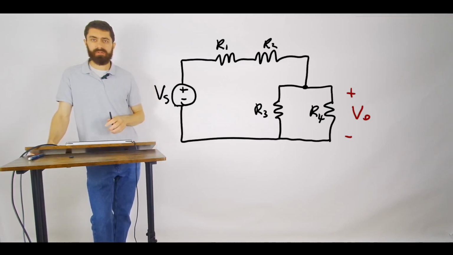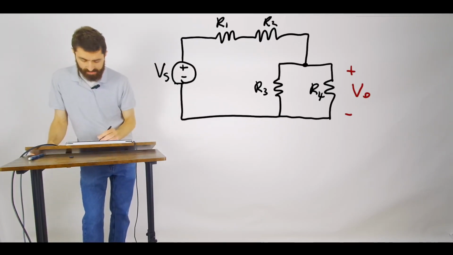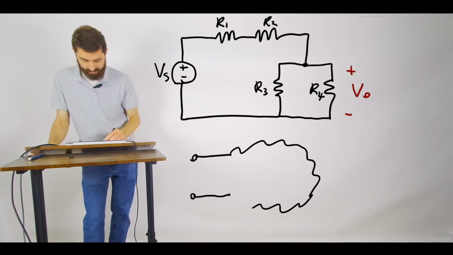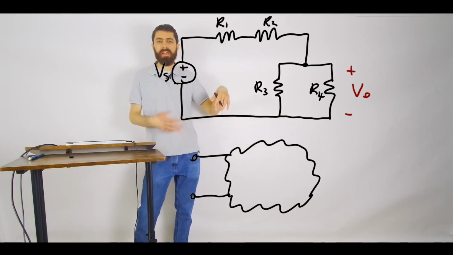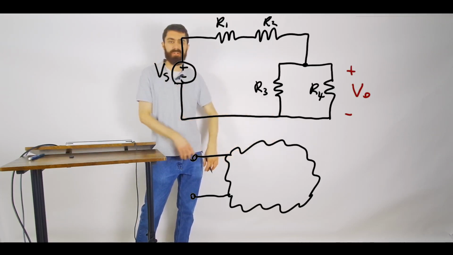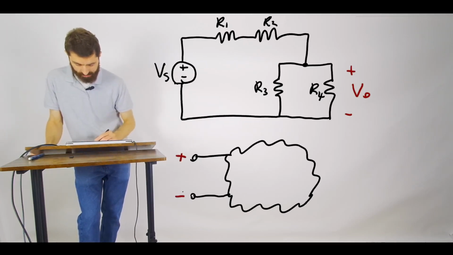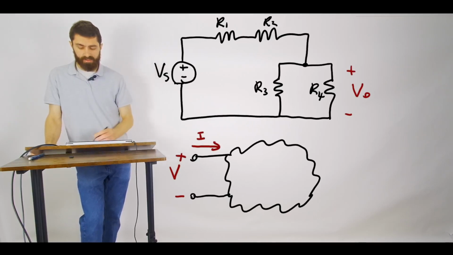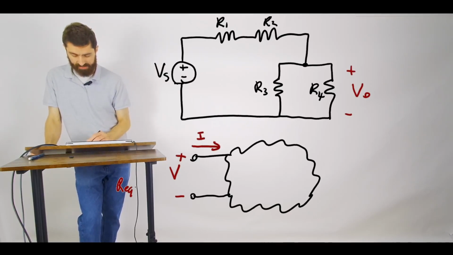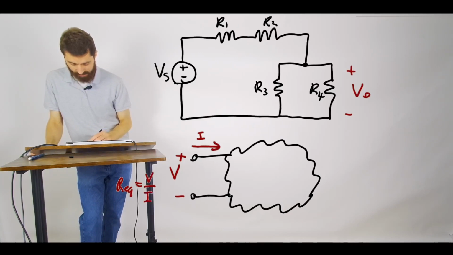So let's talk about the concept of equivalent resistance. Let's say I have two wires poking out of a big blob and I don't know what's inside. There's some crazy complex combination of resistors and different things. And let's say I applied a voltage, V, and then a current flows, I. Well, I could say that the equivalent resistance of that big box is V over I.